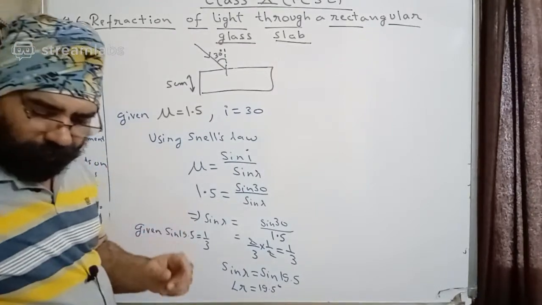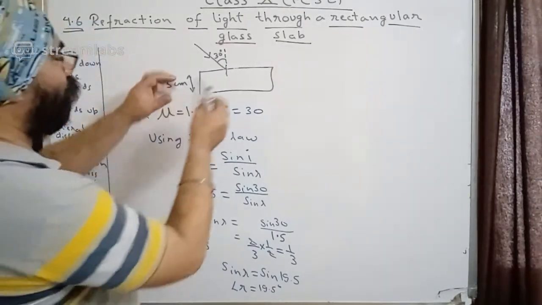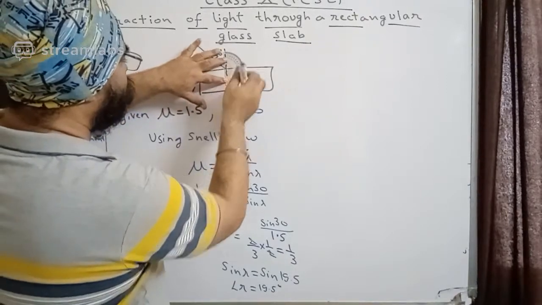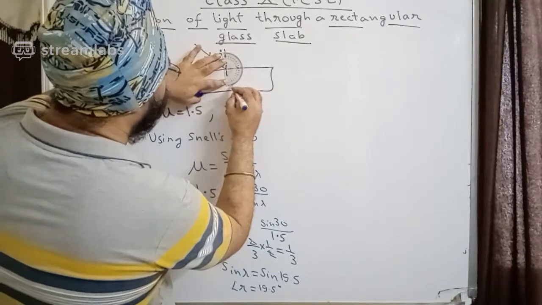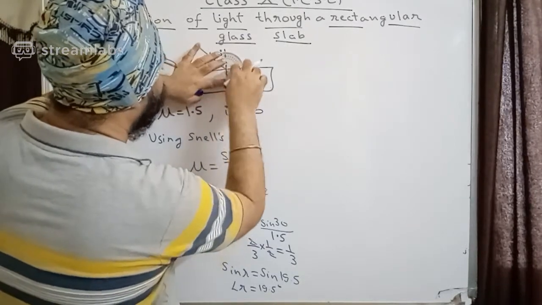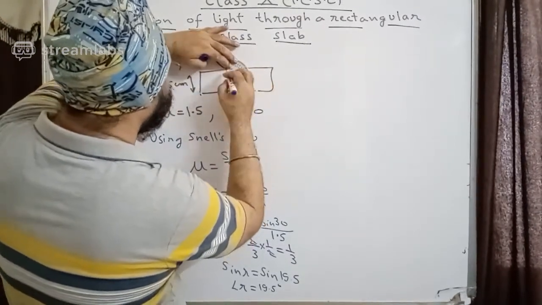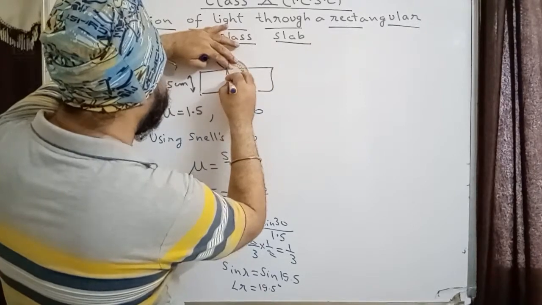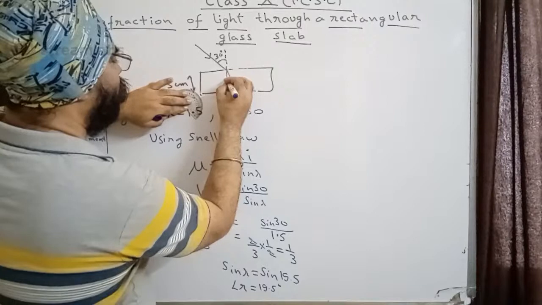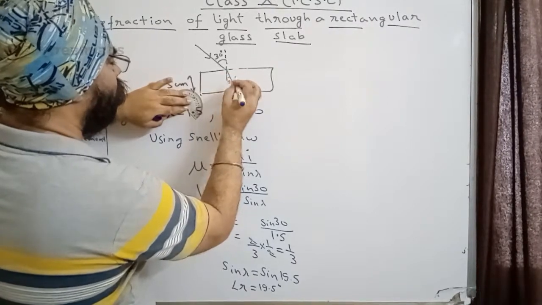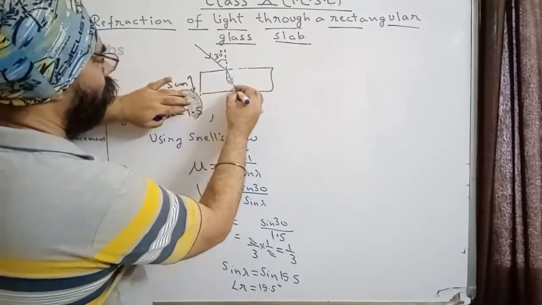So what I do now is I take my protractor like this, and I make an angle of 19.5. This is 10, this is 19, this is 19.5. Okay, so I draw my refracted ray like this. Got it? I took this angle as 19.5 degrees and I drew my refracted ray.